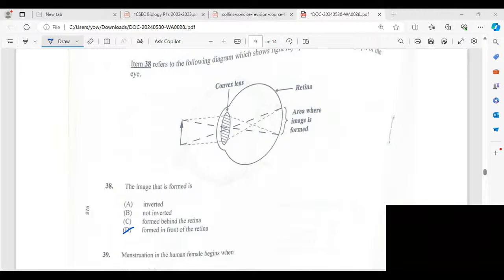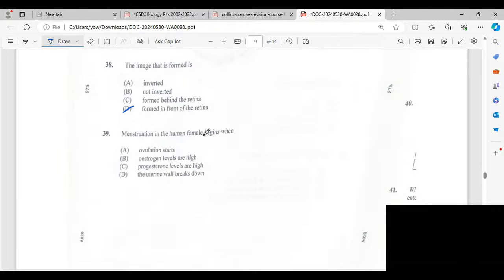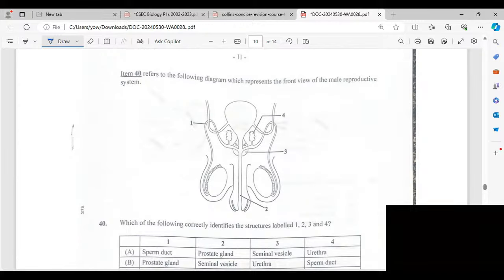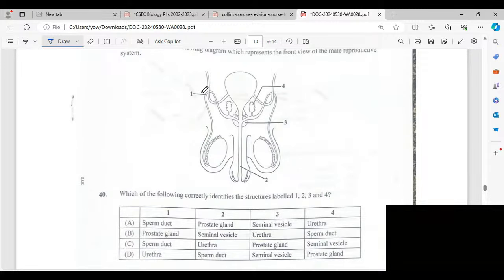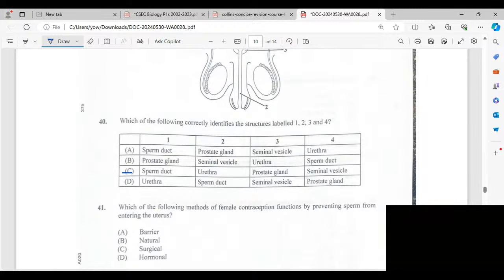Moving on, that's good. I hope you're doing well so far, guys. Let's push. 39. Menstruation in the human female begins when the uterine wall breaks down. Very simple. Moving on to 40. It refers to the following diagram, which represents the front view of the male reproductive system. Number 1 is the sperm duct. Number 2 is the urethra. Number 3, the little thing behind here, is the prostate gland. And 4 is the seminal vesicle. So the answer therefore would be C for 40.